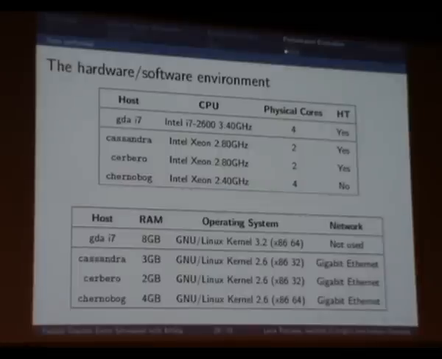And the hosts are not the same. So we have different processors, different velocity, and as you can see, Cassandra and Cerberus have 2 physical cores with hyperthreading. Cernobot has 4 physical cores with no hyperthreading. So we wanted to test the effect of the latency and the effect of different hardware for our simulator.